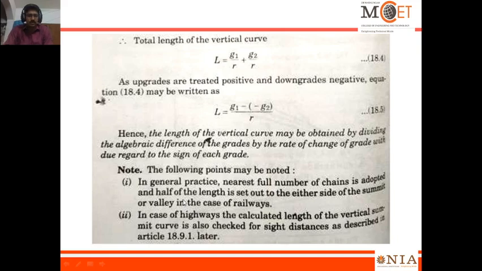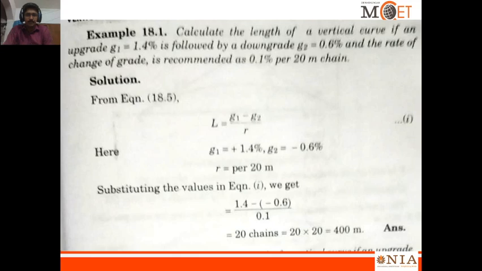And note, these 2 points are important. In general practice, the nearest full number of chains is adopted and half of the length is set out to either side of the summit or valley in the case of railways. In case of highways, the calculated length of the vertical summit curve is also checked for sight distance as described. I have given a small note based on that. Right, now we will see example problems.